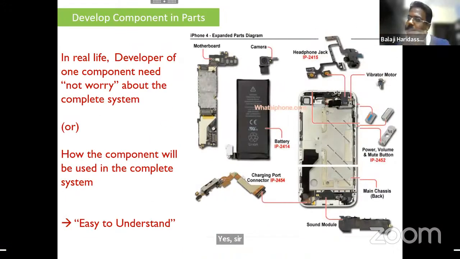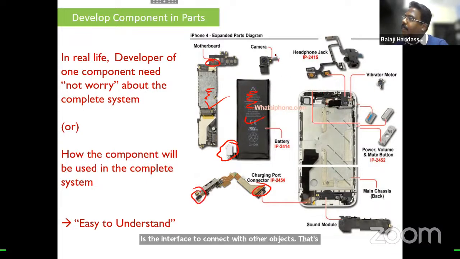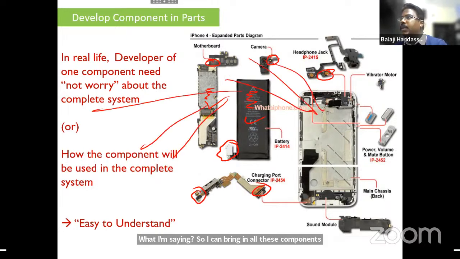So this is the idea which every manufacturer follows. They can easily build independent components because no one cares about the internal implementation, and all they care about is the interface to connect with other objects. That's all that matters. Nothing else matters. Is it clear what I'm saying? So I can bring all these components into a mobile or to some other mobile. It is very easy for me.